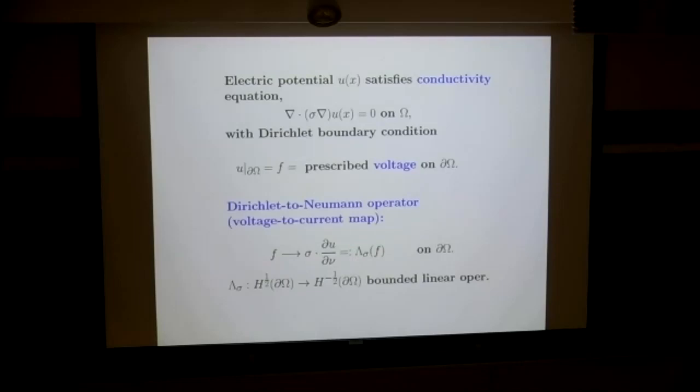Under the assumption on sigma that I described a moment ago, being L-infinity and bounded above and below, lambda sigma is in fact a bounded operator from the Sobolev space of functions with 1/2 derivative in L2 on the boundary to functions with negative 1/2 derivative on the boundary. So in terms of some reasonable spaces of distributions on the boundary, this is a bounded linear operator.